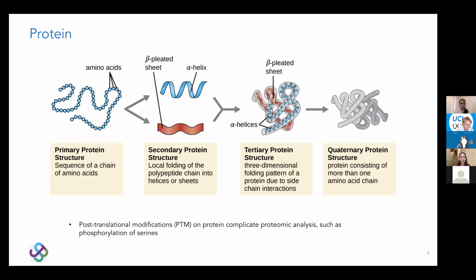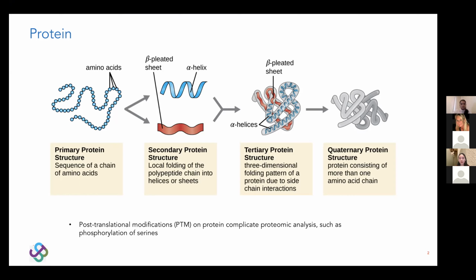So as we all know, proteins are complex molecules that have 4 levels of structure. The primary level consists of amino acids, where you can see each bead here is 1 amino acid residue. And the secondary protein structure refers to the local folding of polypeptide chains. There are 2 very common types of secondary structure: one is the alpha helices, the other is beta pleated sheets.